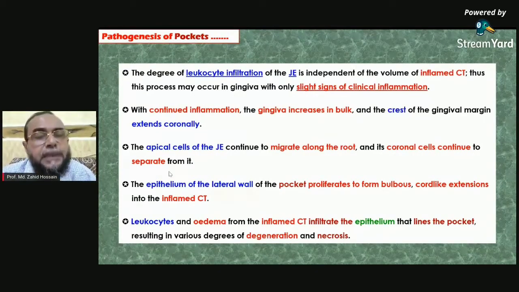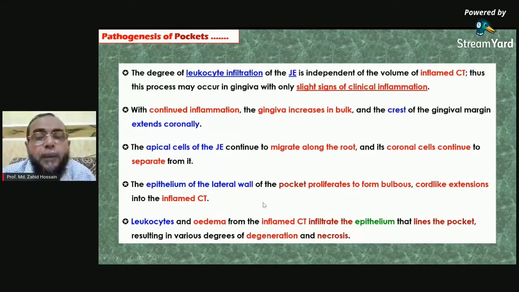The apical cells of the junctional epithelium continue to migrate along the root, and its coronal cells continue to separate from it. So next to the apical cells of the junctional epithelium, you will find the periodontal ligament fibers. As the inflammatory condition continues, it destroys the junctional epithelium and the initial periodontal ligament fibers. So automatically the junctional epithelium separates from the tooth. There is a bigger and bigger space between the tooth and the pocket epithelium, so you will find deeper and deeper probing depth.